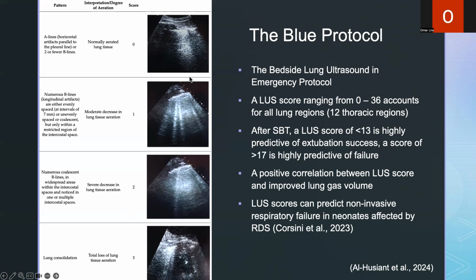As we can see here in the images, progressive sound waves are seen in the score of 0, whereas in the score of 3, we can see that sound waves are not able to travel as freely as in the score of 1.